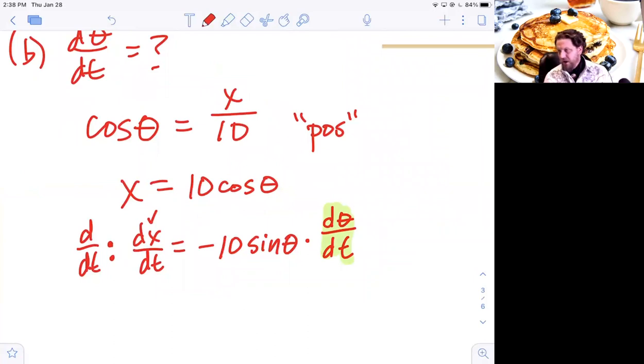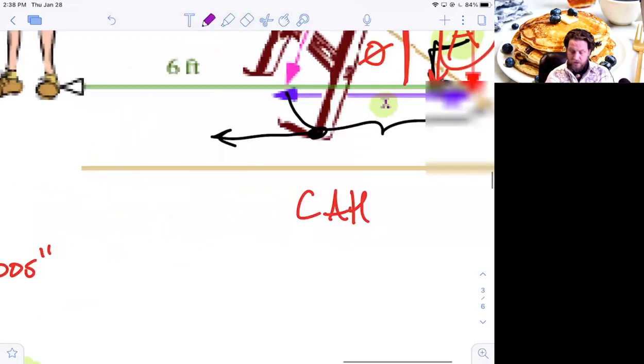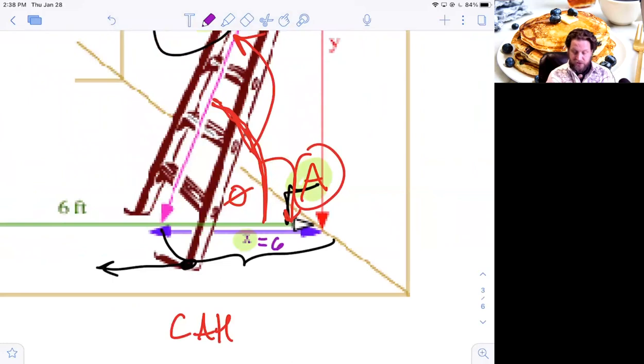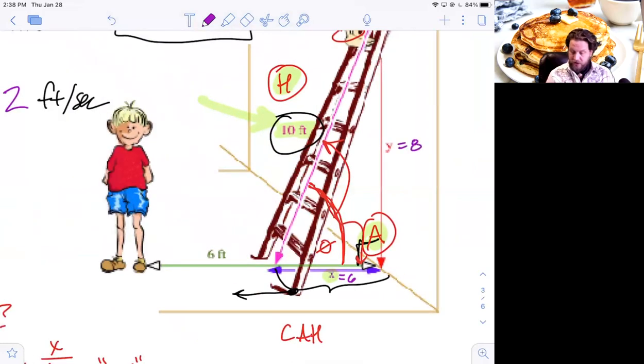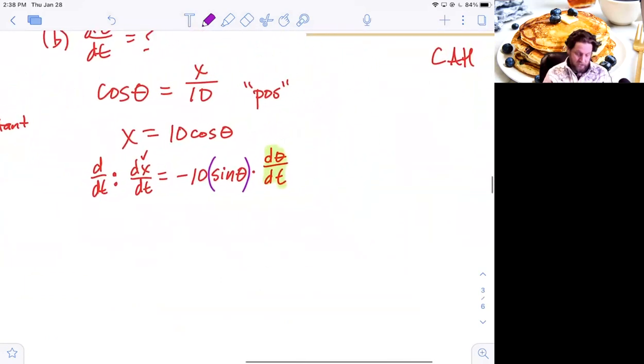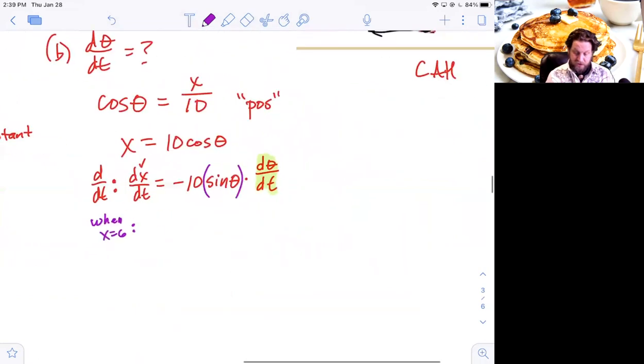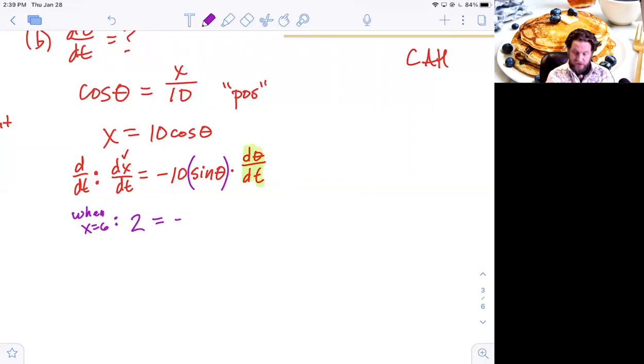No, I could find theta, but you know what? I'm not really after theta so much as I'm after the sine ratio of theta. And at this moment, when x is 6 and y is 8, don't I know all three sides at that moment? So I know all 6 trig functions at that moment. So yeah, I could do it. So I think we'll just plug in now. So when x equals 6, we get dx/dt, which was positive 2, equals negative 10 times the sine ratio times d theta/dt.